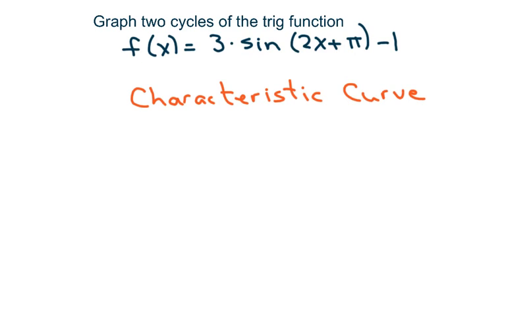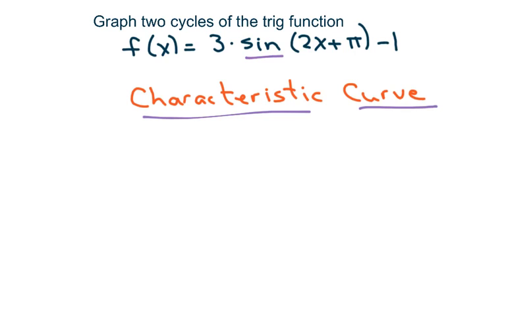We're going to graph 2 cycles of the trig function f of x equals 3 times sine of the argument of 2x plus pi, minus 1. And a term that I haven't used, I don't think, is called the characteristic curve.